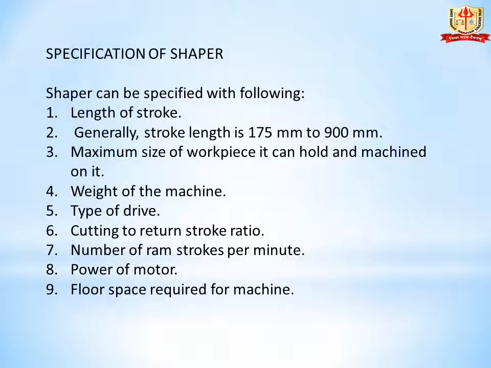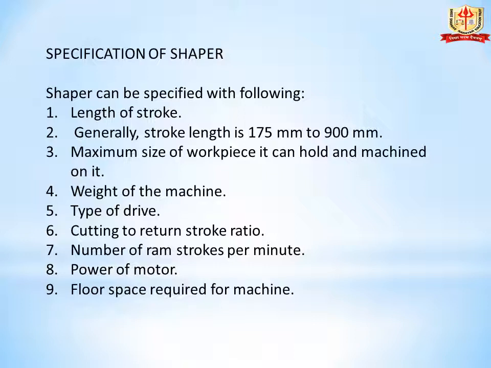In this slide, we study the specification of shaper. Shaper can be specified with the following. First specification is length of stroke. Second, general stroke length is 175 mm to 900 mm. Third, maximum size of workpiece it can hold and machine on it.